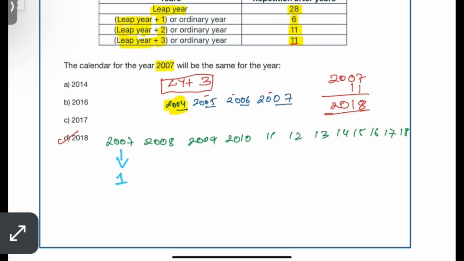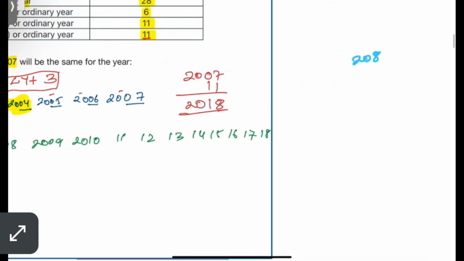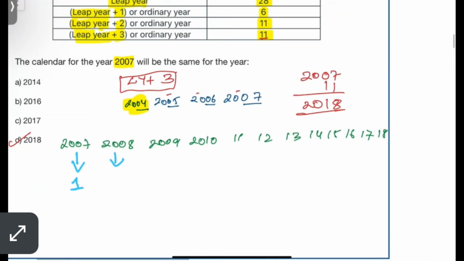What about 2008? Check whether 2008 is a leap year. Yes. Why? Because the last two digits are 08, that means 8 only. It will be divisible by 4. 4 twos are 8, so the remainder is 0. That means this is a leap year. And we know that a leap year has how much? 2 odd days.